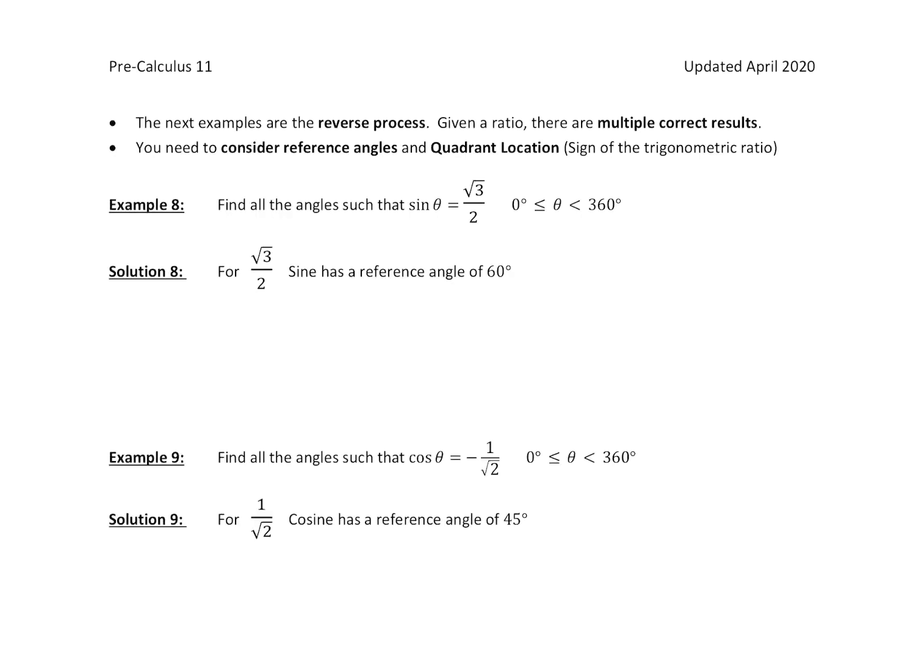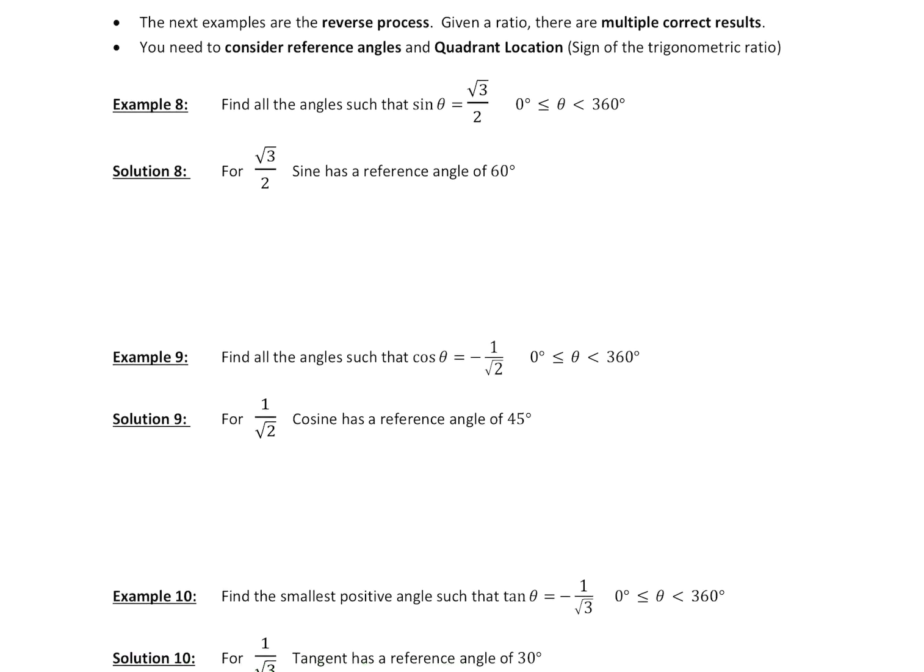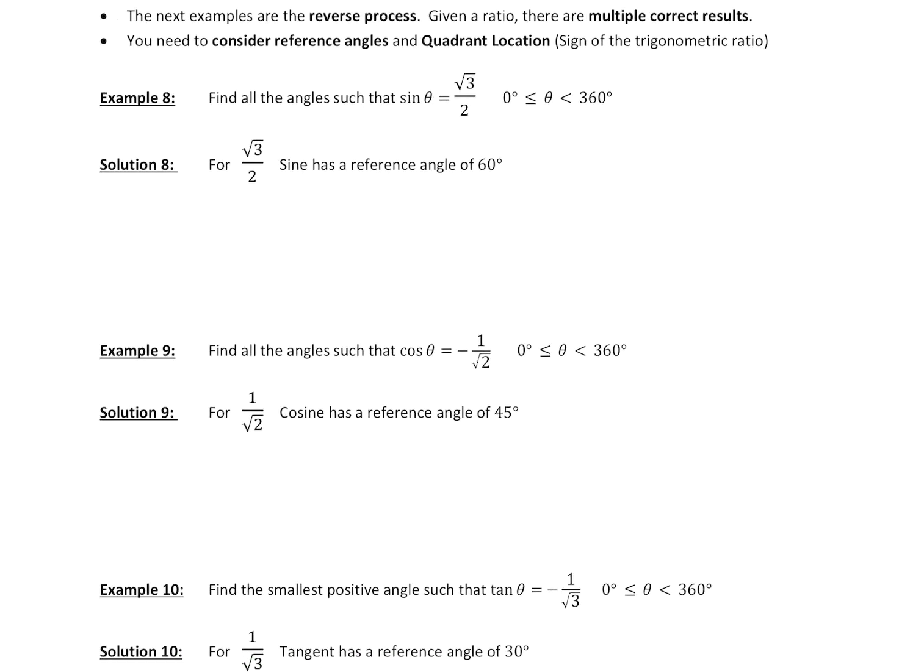Okay? All right, so now can you work backwards? That's the next step. So the reverse process: given an exact value for an angle, what is the angle in question? Look at this first example. Find all the angles, so not just one, such that sine is root 3 over 2.